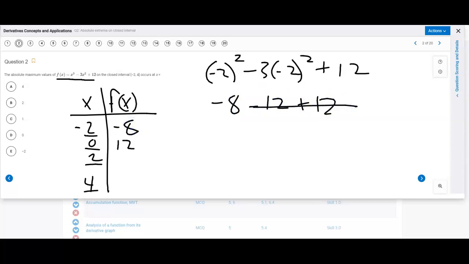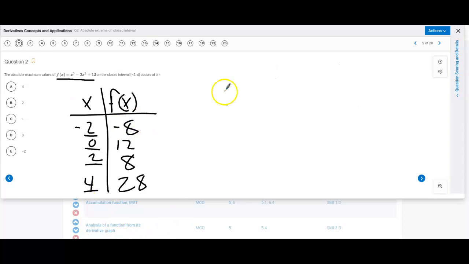And you just kind of keep plugging all those in. I'll go ahead and do that real quick. And so these are the values I get. And now the question is, the absolute max, which is this number right here, occurs at what x value? That would be 4. So the answer is A, 4.